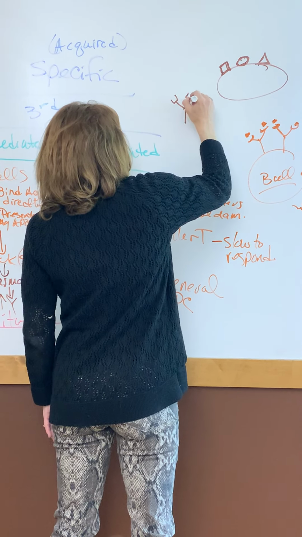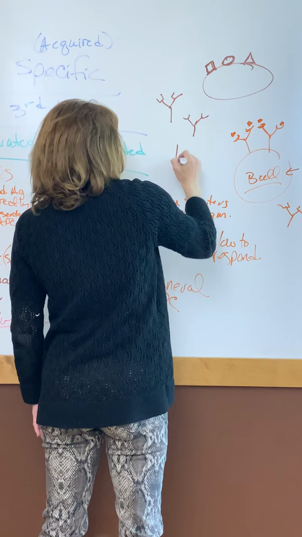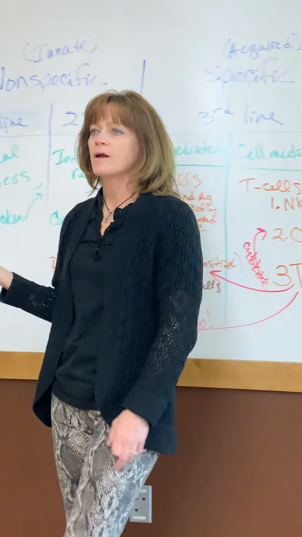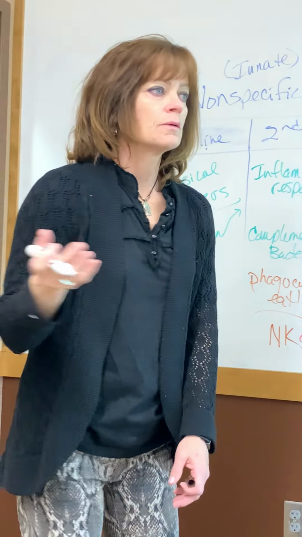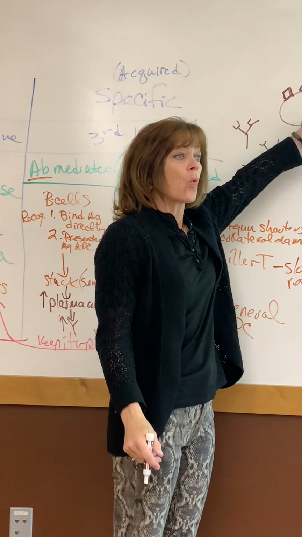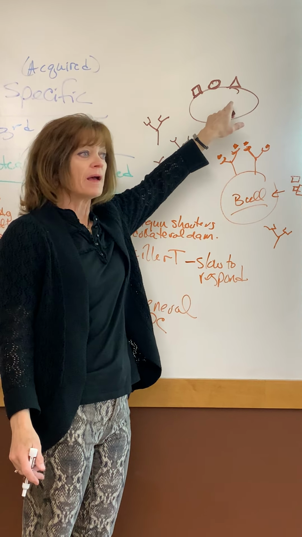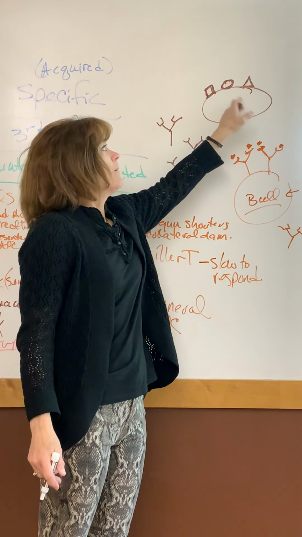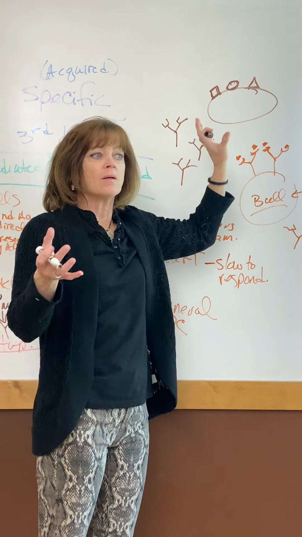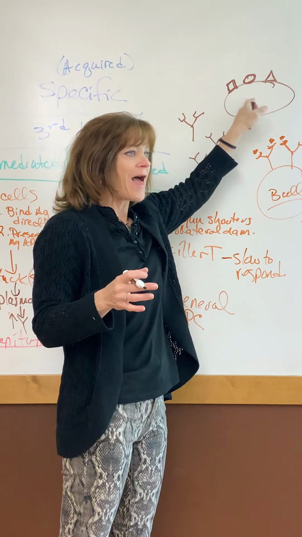One's going to look like this. One's going to look like this. And one's going to look like this, right? So it's a multi-pronged attack. It's not just a single antibody. It's a single antibody to the one organism, right? It's the one thing. It's the one bacterium. It's the one virus. But you might make a number of different antibodies that recognize the surface antigens of that organism.